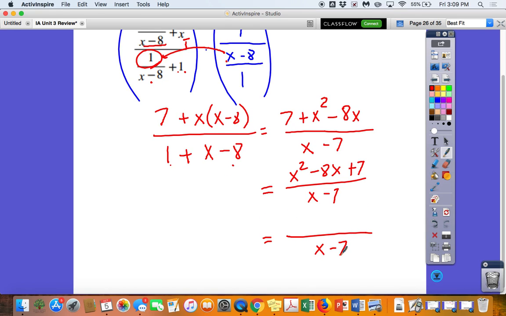Okay, what two numbers multiply to 7 and add to give you 8? So that would be 7 and 1. Signs are the same, both negative. Boom, boom, there you go. X minus 7 is a repeat. So you can reduce it and you're left with x minus 1. Sweet.